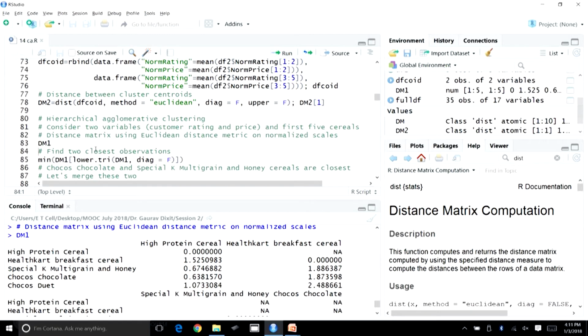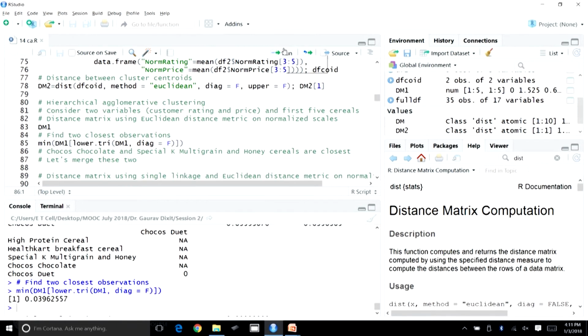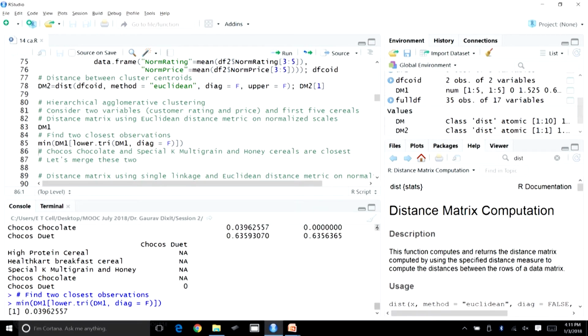To find the 2 closest observations, we can run this code. What we are doing is taking the minimum value of this distance matrix dm1, and because the matrix is symmetrical, we are just taking the lower triangular part, and we will get the value. So let us run this code. This is the value, 0.039625557. This is the lowest distance between two observations. So let us find out which observations have this value. So we go back.